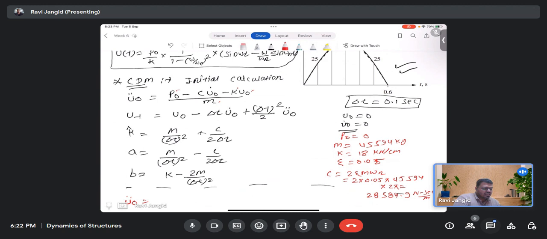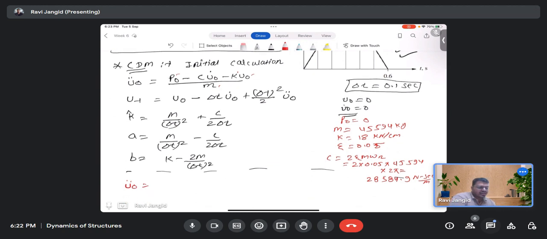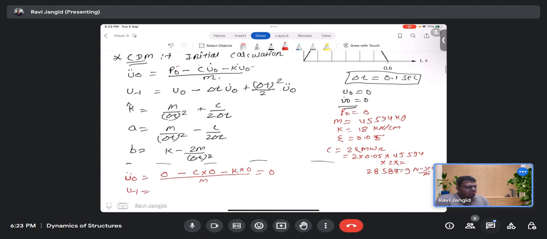So with this c, now you can calculate the u double dot naught. Initial calculations are necessary for the central difference method. I have p naught as 0, c I have, u dot naught is 0, u naught is 0 also, and m I have, so it will become 0. Same for u minus 1, everything is 0, so it would become 0. Now can you give me the k cap?